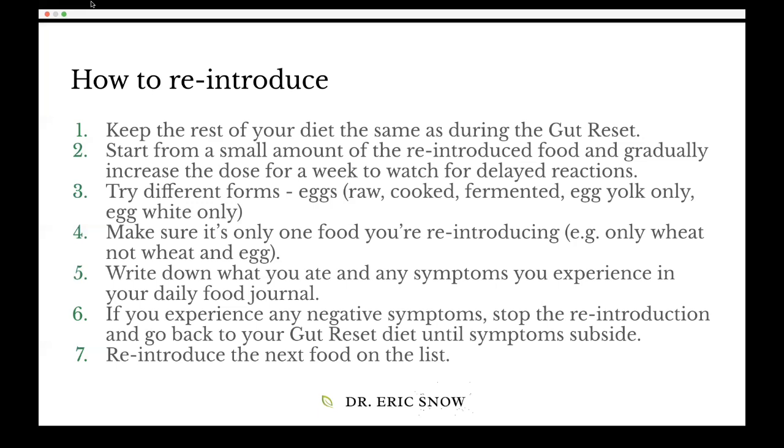We want to try different forms. So example for eggs, we can try them raw and then cooked, fermented, which I know sounds funny, but some of these are different ways to prepare eggs. Egg yolk only and then egg white only. That way we can see, some people have an egg white issue, so it may not be the whole egg. And some people may have a yolk issue. It may not be all the parts of the egg. So it's important that we try different things to see if the body can respond and we can pick up on it.